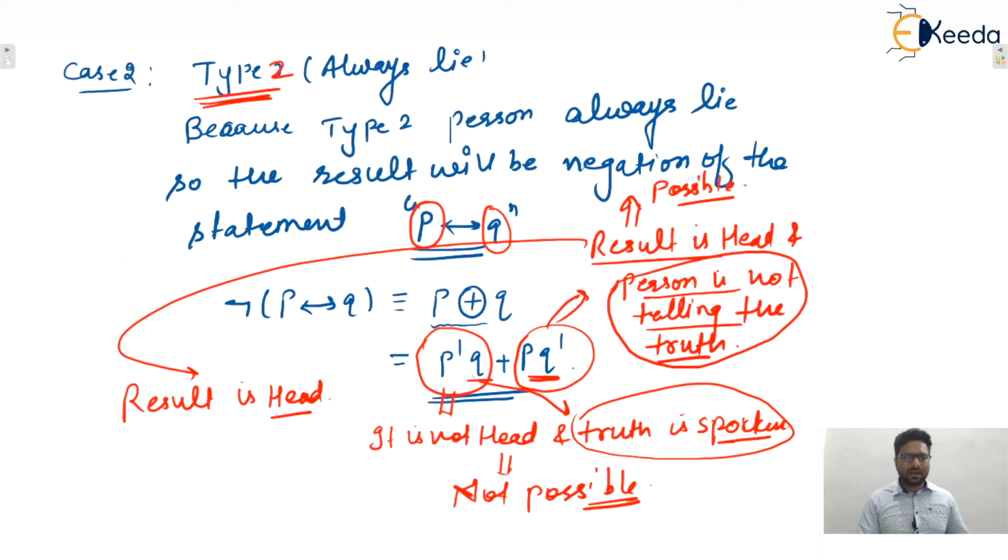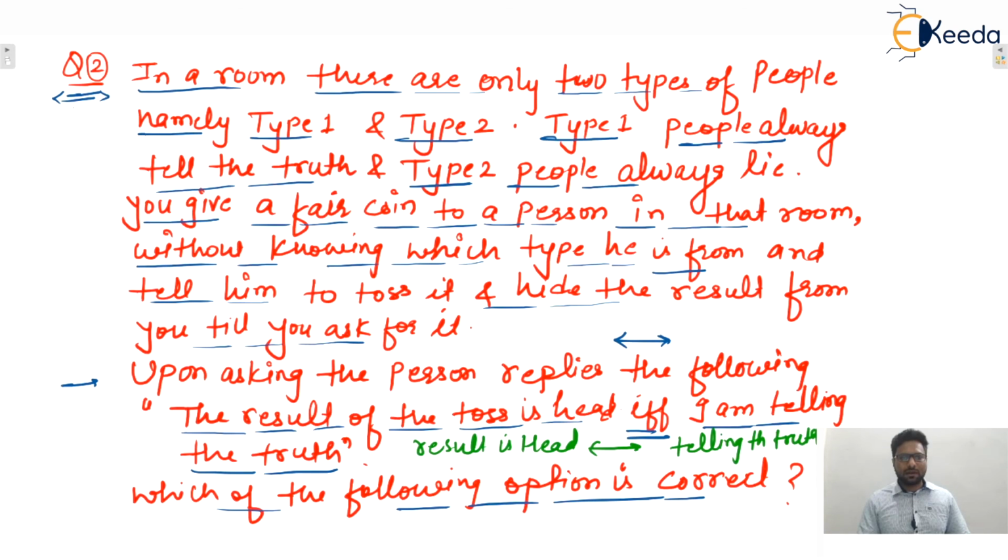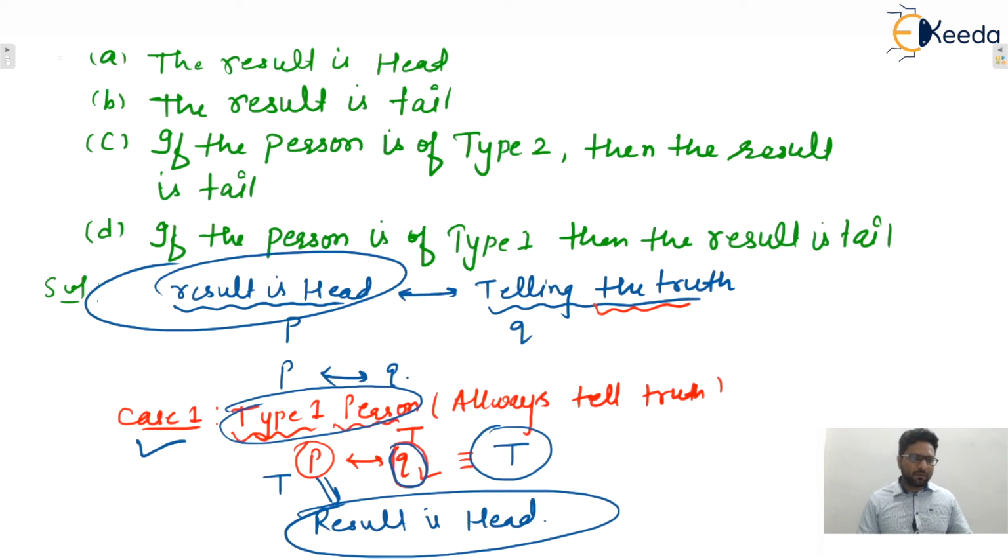So what will be the correct answer? Option A, that the result is always head. This is independent of the type, either type 1 or type 2. Yes or no? The correct answer is option A only: the result is always head.